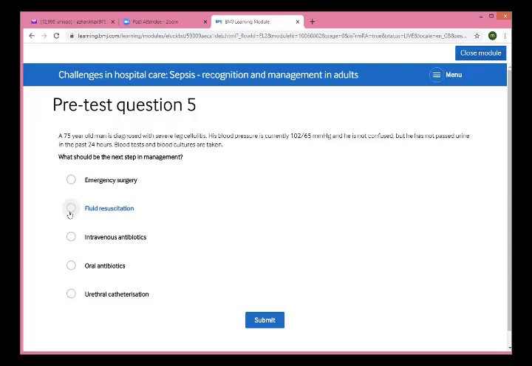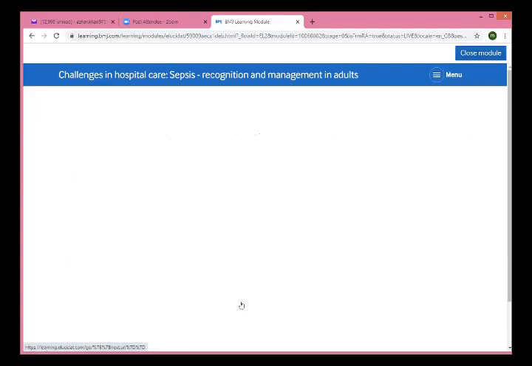What would be the next step? Either intravenous, I think intravenous resuscitation is important. Intravenous antibiotics. After blood test, you give intravenous antibiotics. Don't delay for the fluid resuscitation.